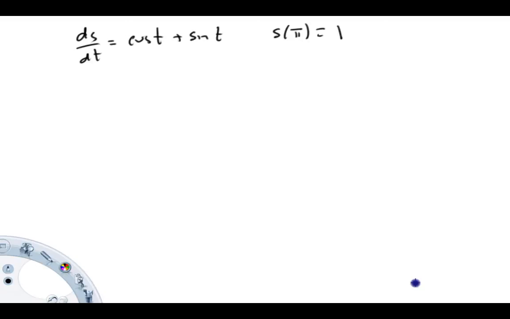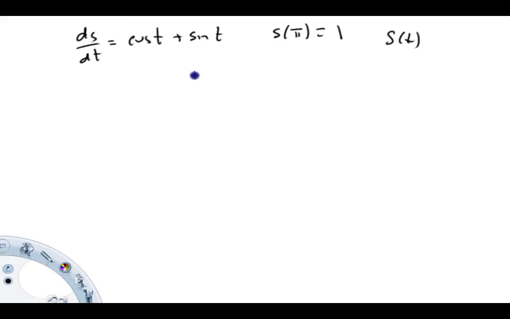The purpose of this video is to demonstrate how to solve a first order differential equation with a given set of conditions. So we're going to take a look at this example where ds/dt is equal to cosine t plus sine t. And in addition to this criteria, s of pi has to be 1. So what we're looking for is s, some function of t, that satisfies both of these conditions.